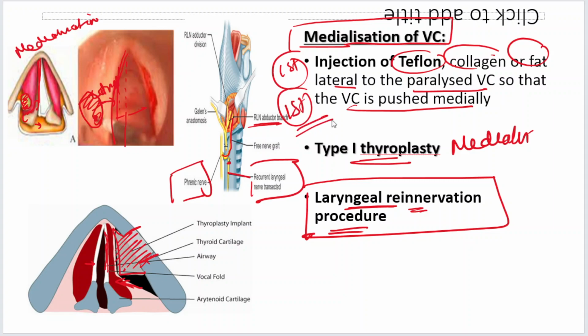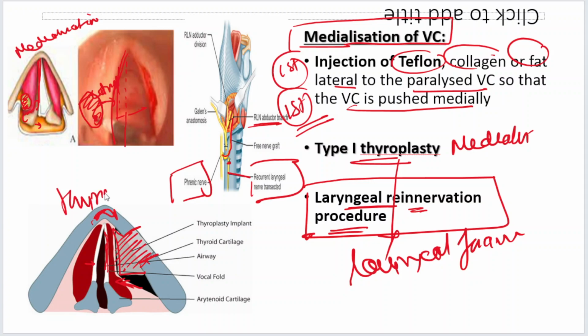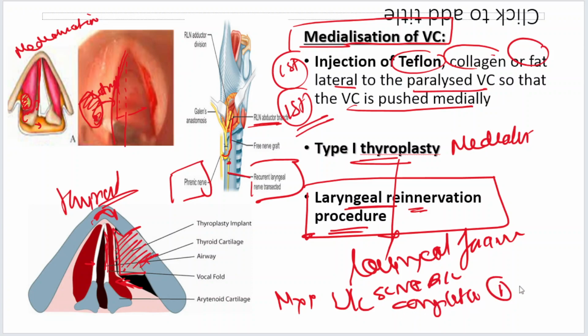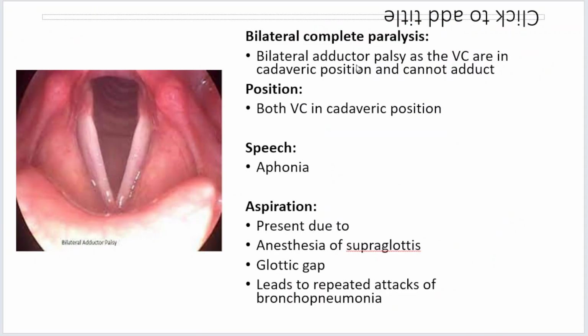The easiest thing is to inject Teflon or collagen or fat lateral to the vocal cord so that the arytenoid moves, but the vocal cord is basically going to come medially. You can also do it by putting a wedge in the larynx. Thyroplasties are always called, what are they called? Laryngeal framework surgeries. That means you are going to work mostly on the thyroid cartilage, almost all of them. With this we come to the management of unilateral superior laryngeal nerve plus recurrent laryngeal nerve, that is complete palsy of one side. Now coming to bilateral complete paralysis.